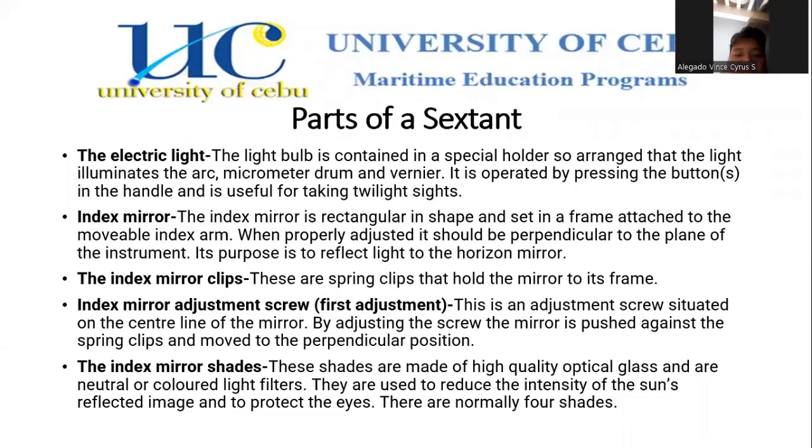Index mirror adjustment screw. First adjustment. This is an adjustment screw situated on the center line of the mirror. By adjusting the screw, the mirror is pushed against the spring clips and moved to the perpendicular position.